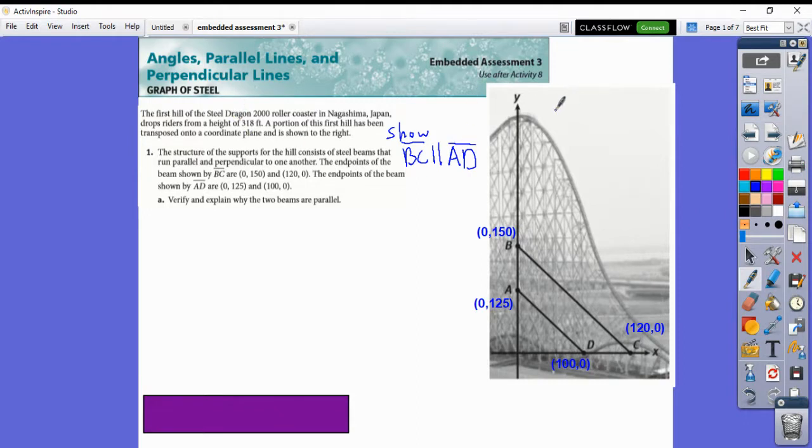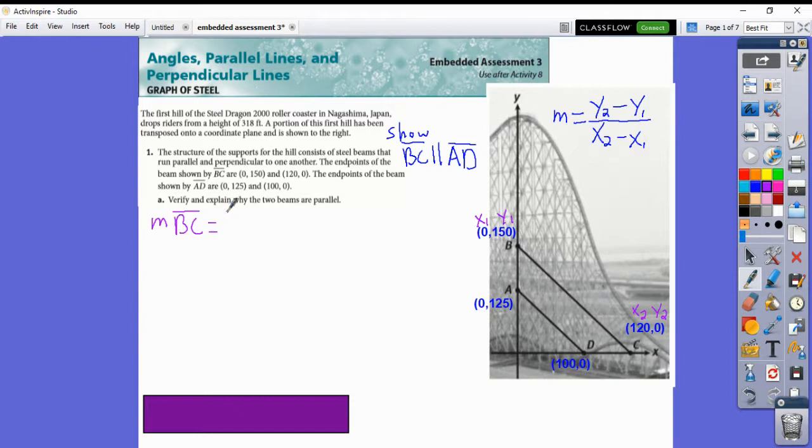So you should have seen in your previous activities that the slope formula is y2 minus y1 divided by x2 minus x1. So this first problem is pretty simple. We're just going to work out those two slopes. The slope of segment BC is going to be, and I always like to label my coordinates, so I'm going to label this (0, 150) as x1 and y1. I'm going to label (120, 0) as x2, y2.